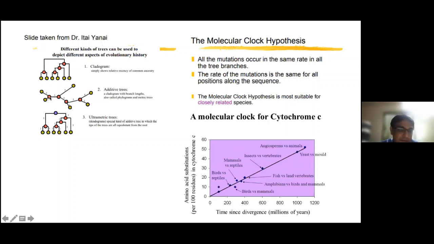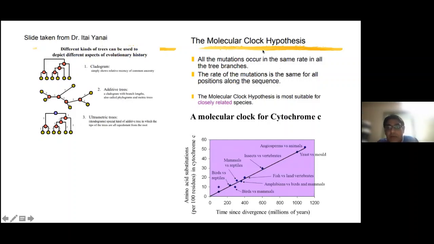Say, for example, from here you can say for red to this one, two nucleotide changes happen. From this red to here, one nucleotide change. Between these two reds, three nucleotide changes. So you can see that the phylogram or the matrix trees are the weighted trees. An ultrametric tree is a special kind of additive tree in which the tips of the tree are all equidistant from the root.